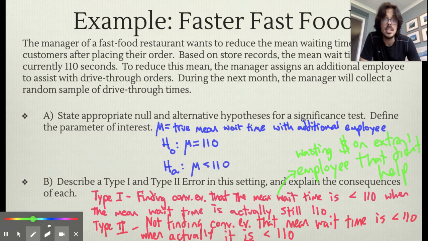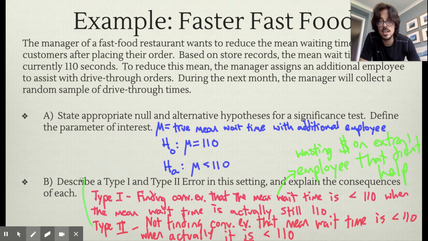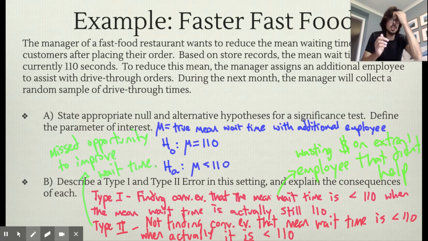What does that mean for me in my restaurant? Well, the new employee that I tested out actually did help, but then I said, oh, no, it wasn't worth it. So a type 2 error in this problem basically results in a missed opportunity to improve the wait time. Okay, so frequently a type 1 error results in wasting money, and a type 2 error results in a missed opportunity, but that's not always the case.